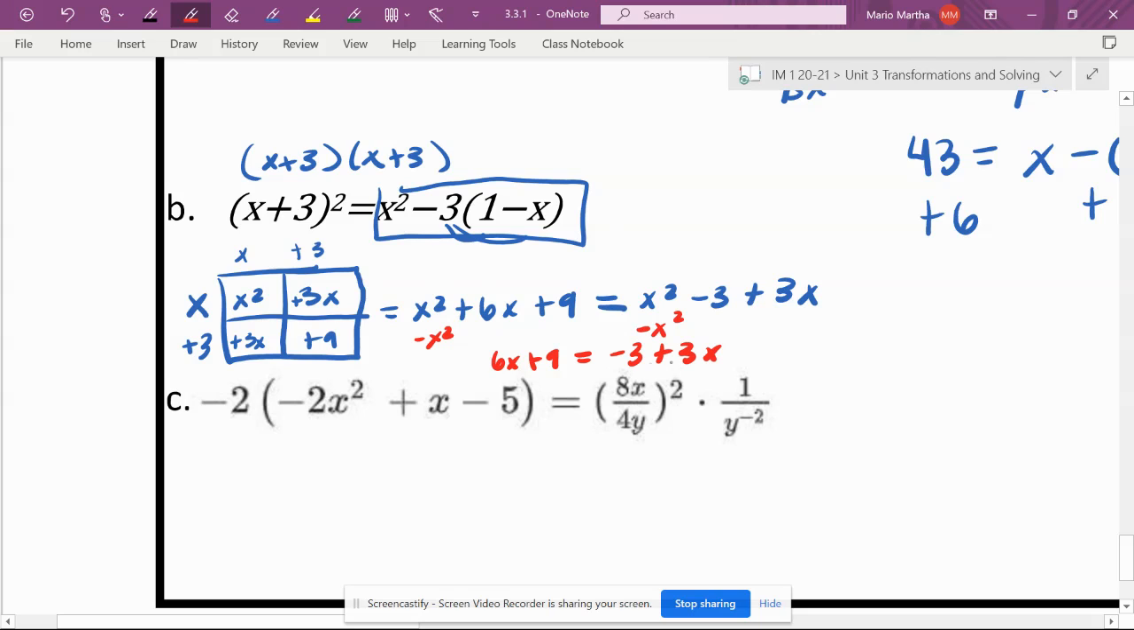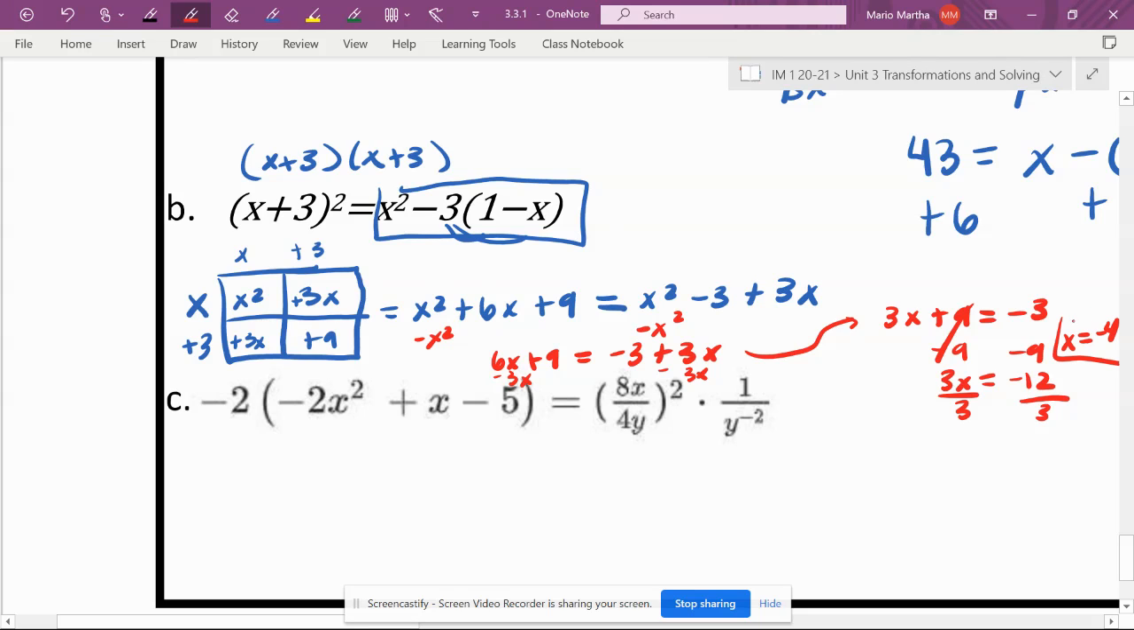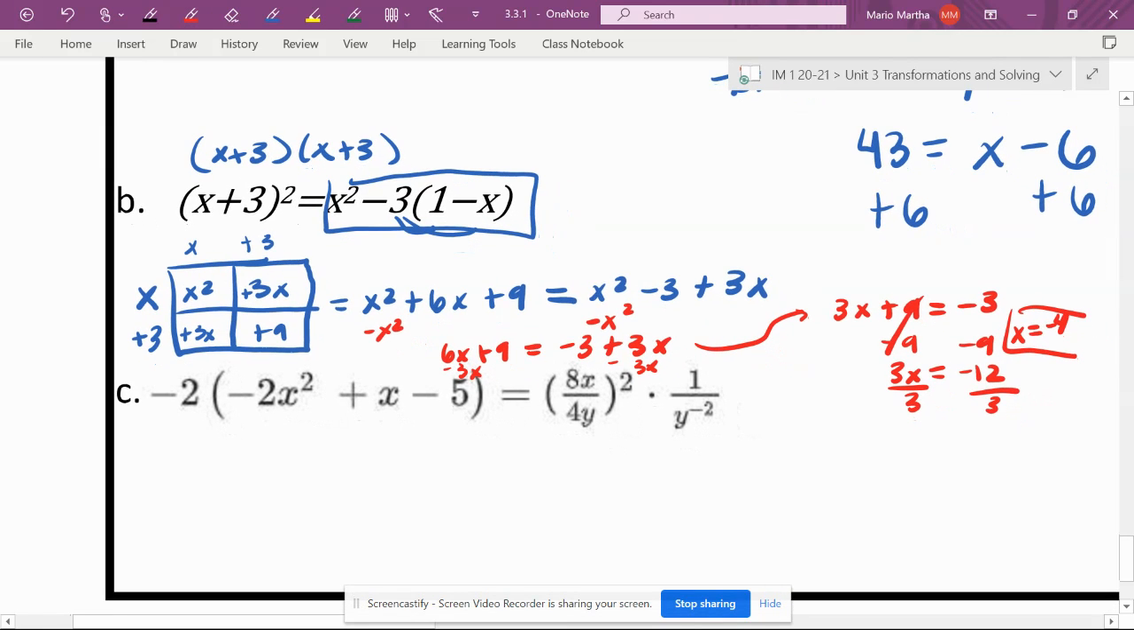And then from there, you can subtract 3x from both sides. Make sure you're always putting the x's on the same side. And I'm going to continue here. You can have 3x plus 9 equals negative 3. Subtract 9 from both sides now. We got 3x, right, equals negative 12. And then divide both sides by 3. So you get x equals negative 4. All right.